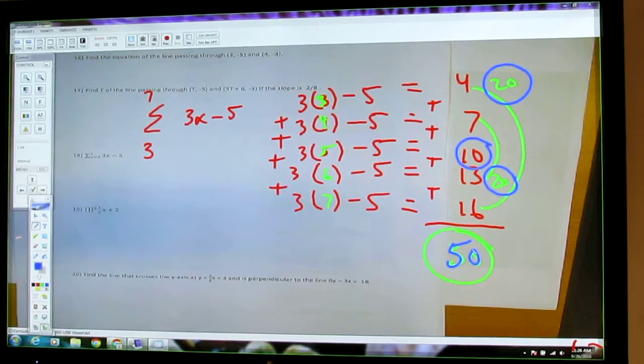Alright. So, that's problem number 18. 50. Okay? Boom! Alright, so we do the same thing for the next problem. Except the next problem is multiplication.